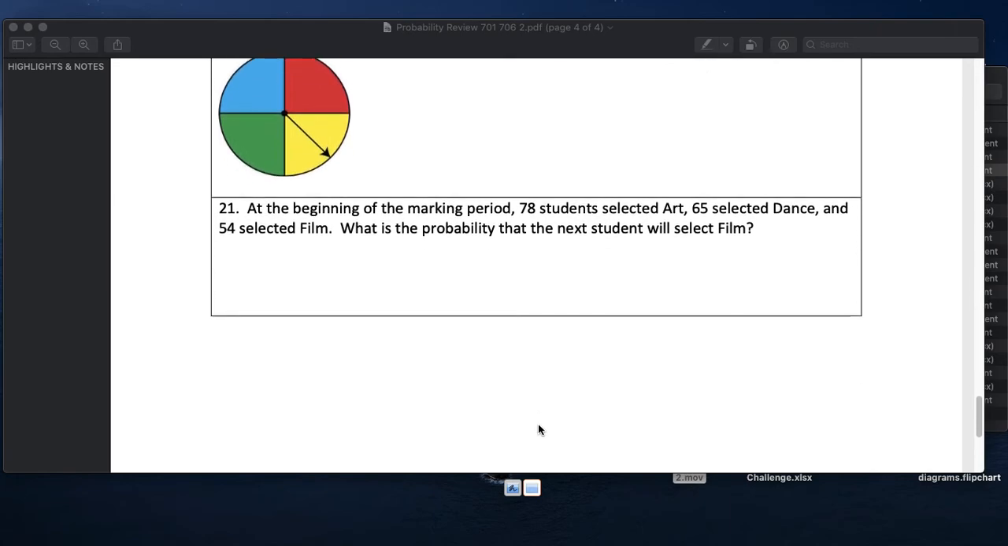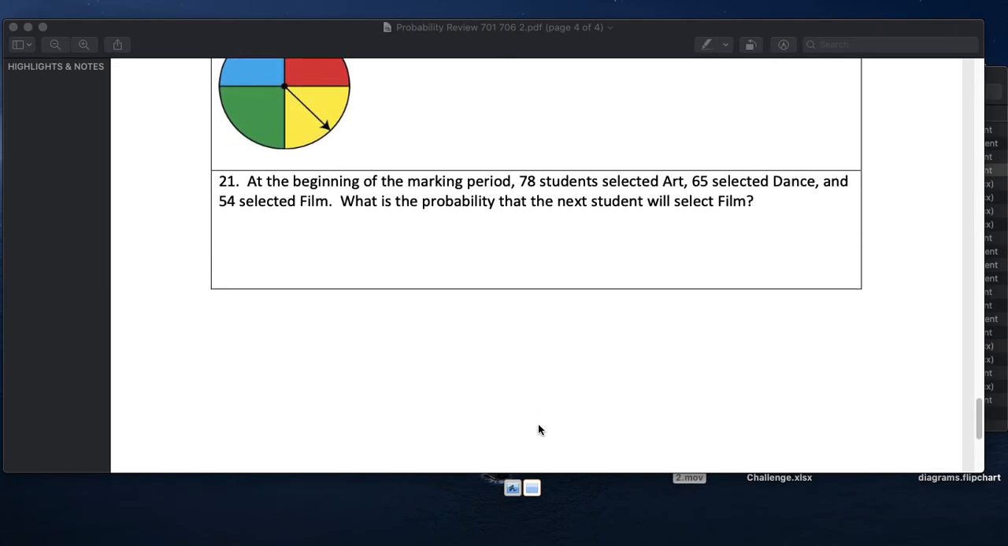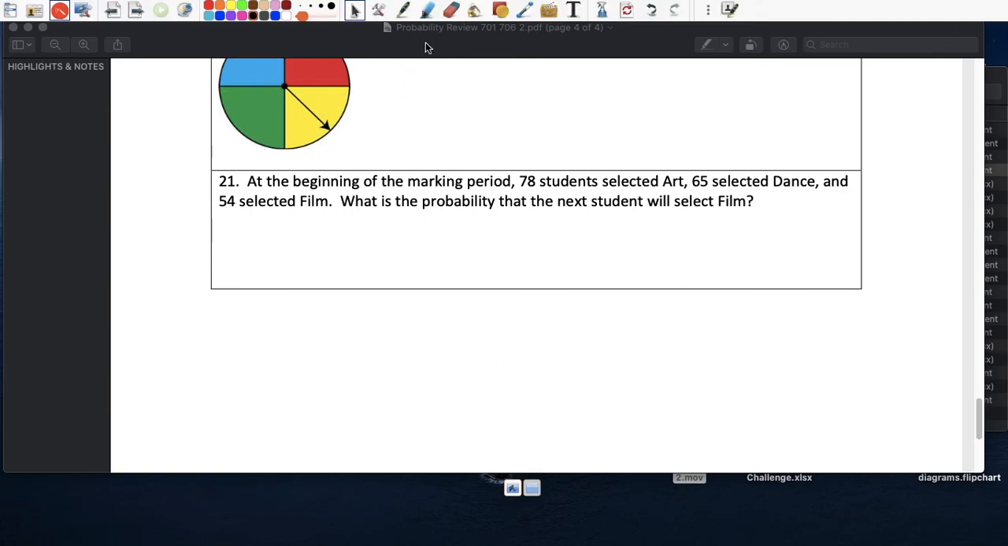21. At the beginning of the marking period, 78 students selected art, 65 dance, 54 film. What's the probability the next student will select film? Well, the next kid who walks in right now to make his choice, the probability that it's going to be film is going to be 54 out of whatever that total is. 78 plus 65 plus 54, 197. Okay, and that's that.